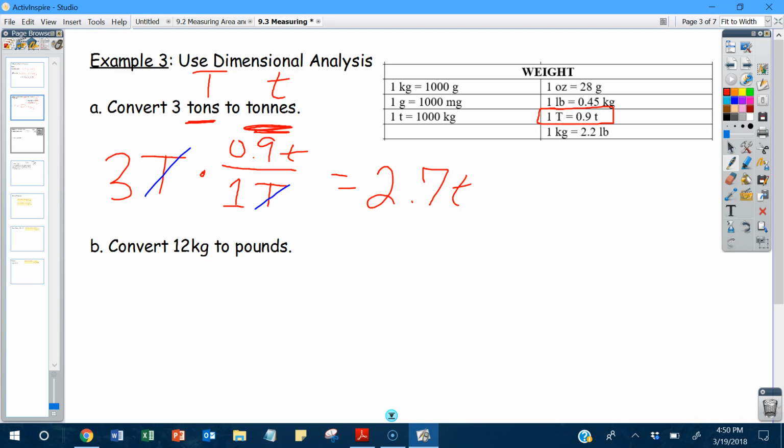So anyway, I just wanted to make you aware of that. It's kind of a weird unit. I can't say I use it very much, but there it is.